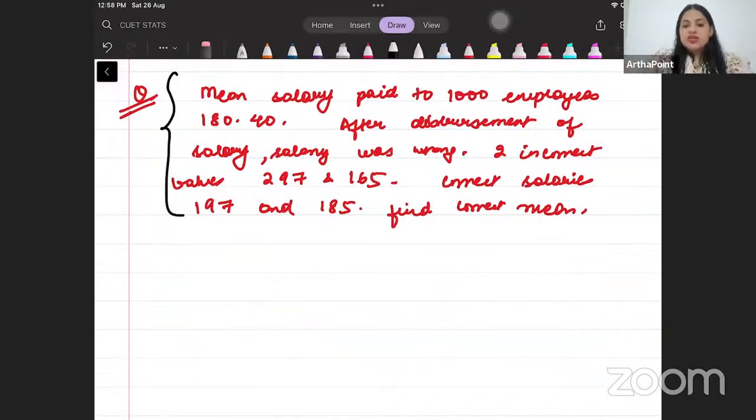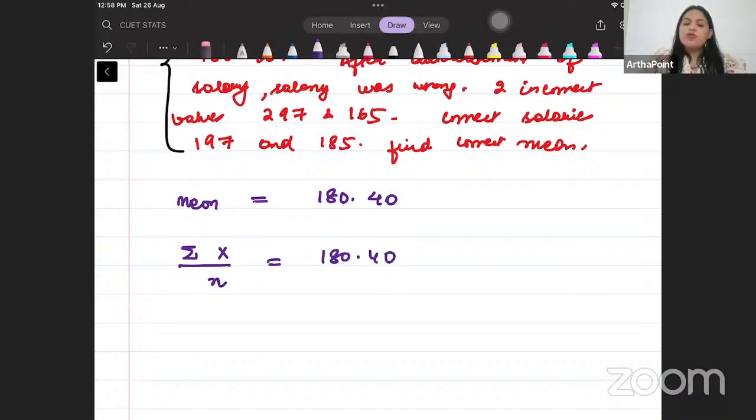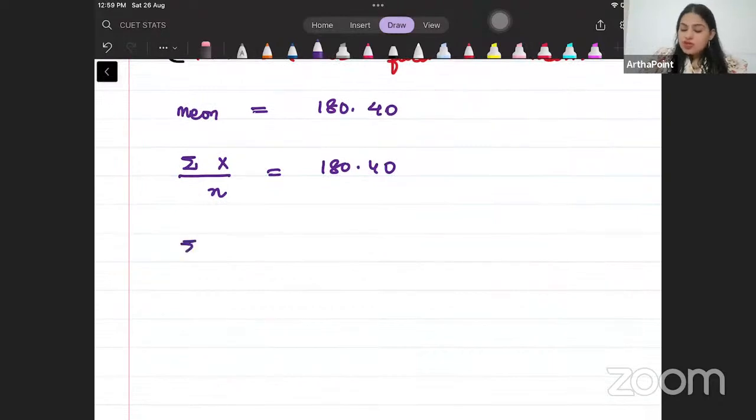Okay, beta. So let us go ahead and find the correct mean. So mean is given to you as 180.40. What is the formula of mean? The formula of mean is summation x by summation n. No need for the summation, you can just write n. And this is given to you as 180.40. So summation x by 1000.